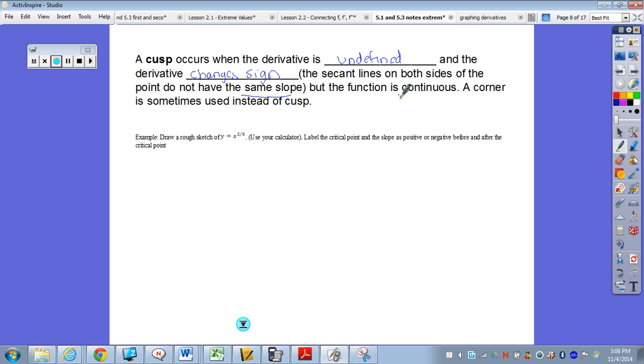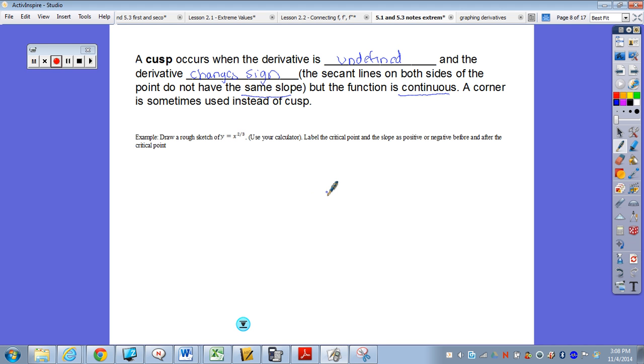The function is continuous at a cusp though, and then you can also use a corner. So for an example, it says draw a rough sketch of y equals x to the 2/3. You may use your calculator. Label the critical point and the slope as positive or negative before and after the critical point.